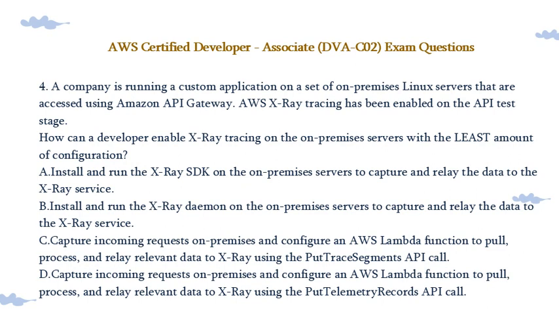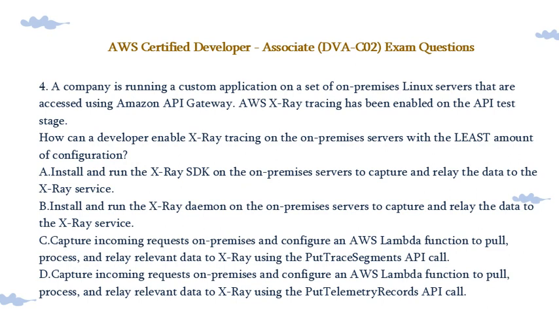A. Install and run the X-Ray SDK on the on-premises servers to capture and relay the data to the X-Ray service. B. Install and run the X-Ray daemon on the on-premises servers to capture and relay the data to the X-Ray service. C. Capture incoming requests on premises and configure an AWS Lambda function to pull, process, and relay relevant data to X-Ray using the put_trace_segments API call. D. Capture incoming requests on premises and configure an AWS Lambda function to pull, process, and relay relevant data to X-Ray using the put_telemetry_records API call.